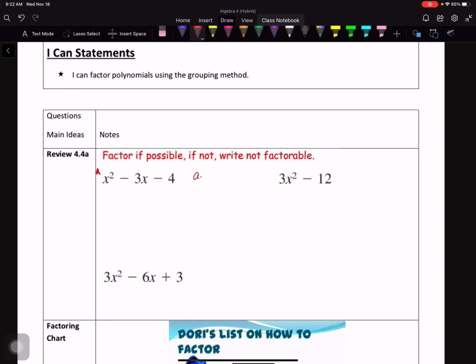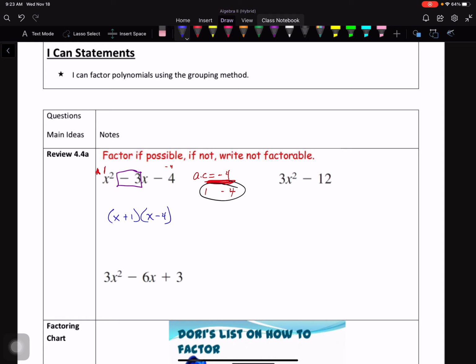Then you should take a times c, so we're taking 1 times -4, we get -4. If you can find a factor pair that adds up to your b value, which is -3 in this example, then you can factor. So really easy, 1 times -4 is -4, and 1 plus -4 is -3. That means, yes, I can factor. If you could not find this proper factor pair, then you would tell me it's not factorable. Hopefully you exhausted all your options before you get to that point. Because a is 1, I can use the shortcut, which makes this x plus 1 times x minus 4.